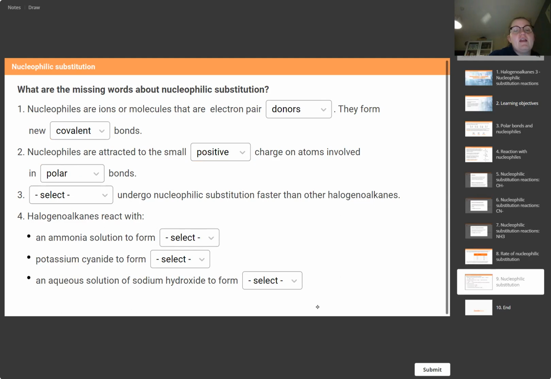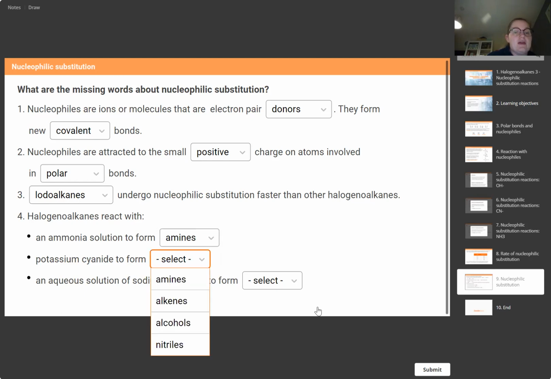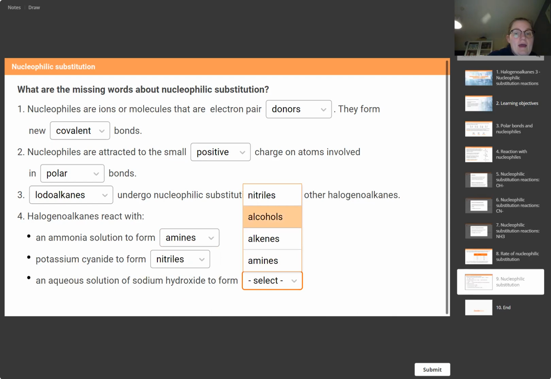Which ones undergo nucleophilic substitution faster than the other halogenoalkanes? That is iodoalkanes. They have the lowest bond energy to break. Halogenoalkanes react with an ammonia solution to form amines, potassium cyanide to form nitriles, and an aqueous solution of sodium hydroxide to form alcohols.